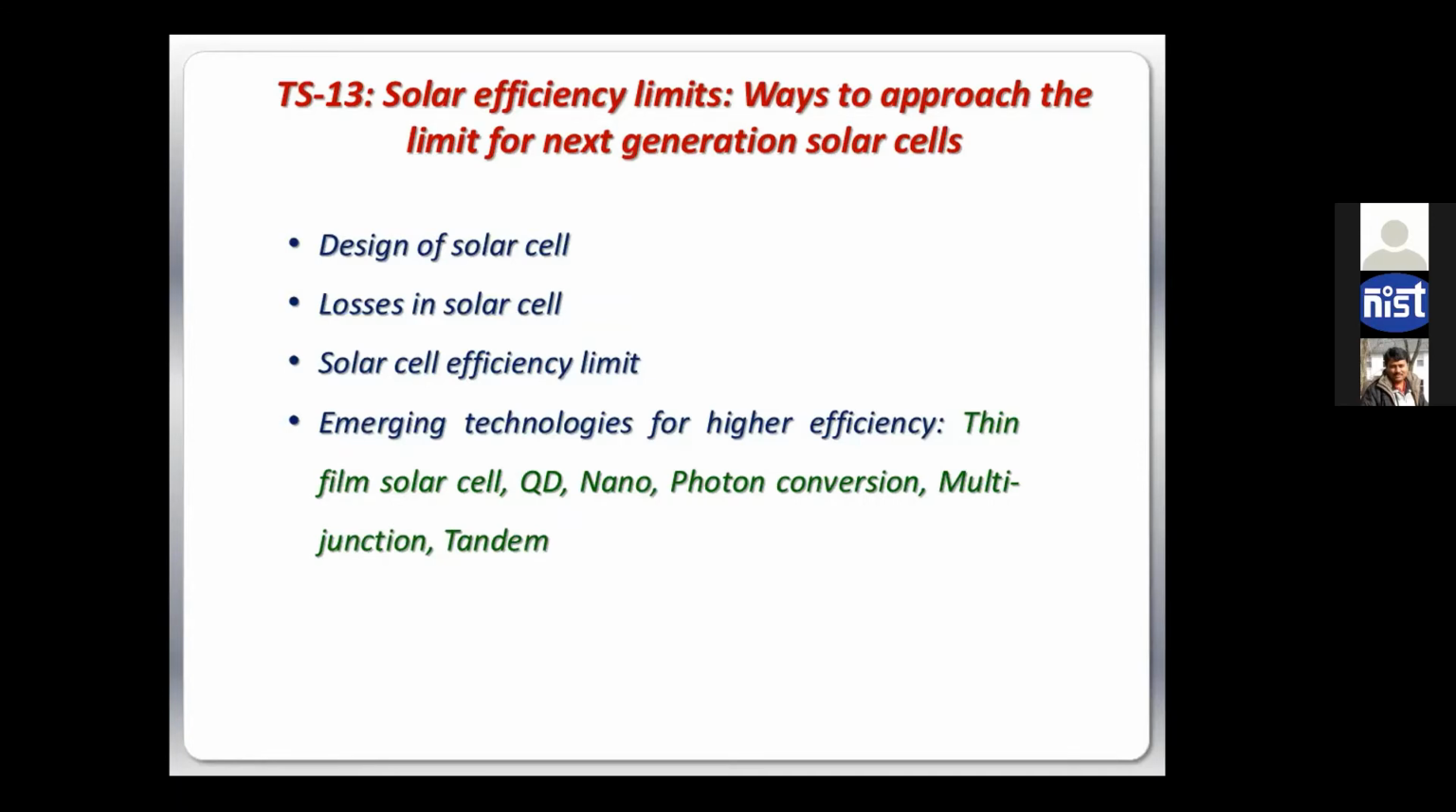So basically today's topic will be the efficiency limit of solar cells and the way we are approaching that limit, and beyond that limit, for our next generation solar cells. So: design of solar cells, what the losses in solar cells are, and the theoretical and experimental limits of efficiency, and many emerging techniques like thin film solar cells, quantum dot and nanostructure based solar cells, photon up and down conversion, multi-junction tandem. This kind of emerging concept we will just introduce, right? So let us start.